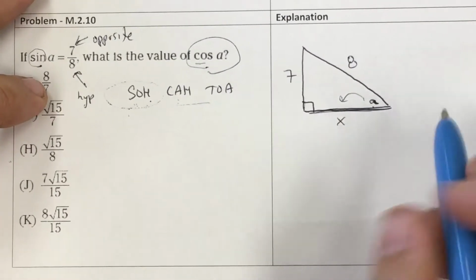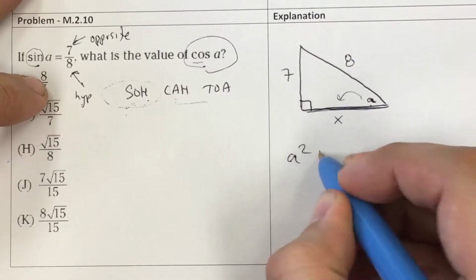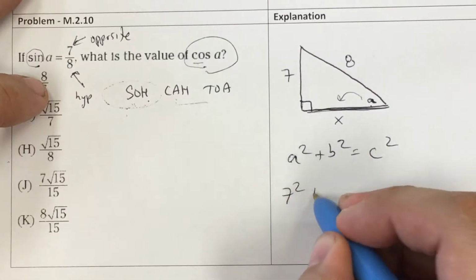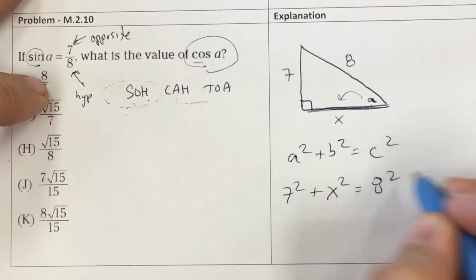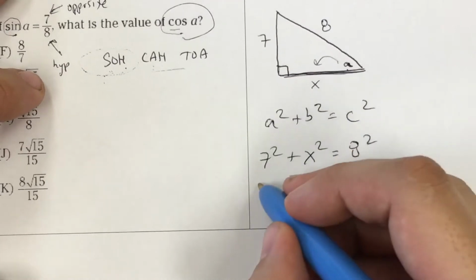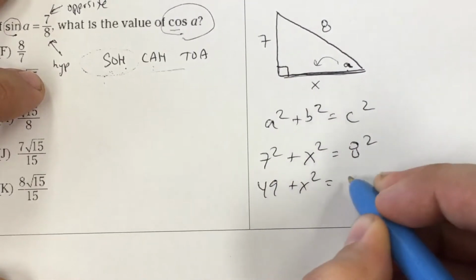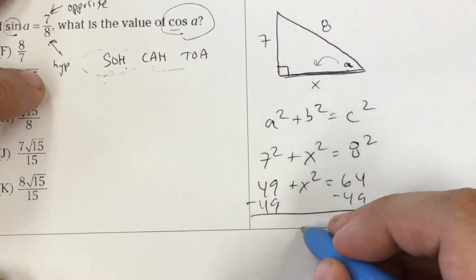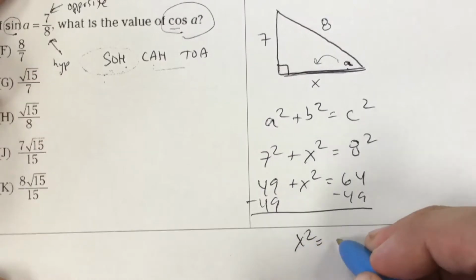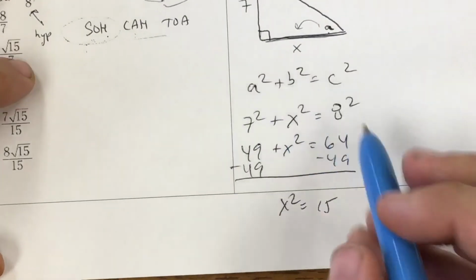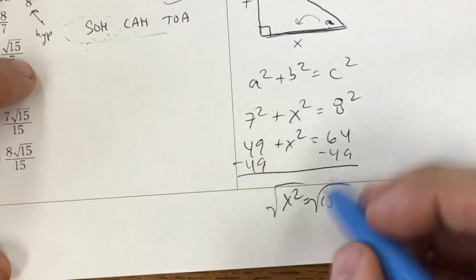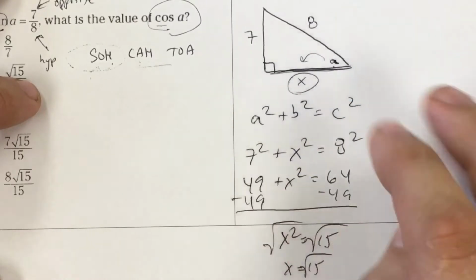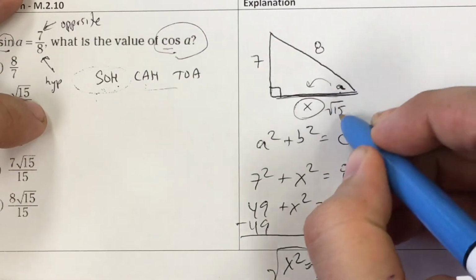this side is. And so I know that from the Pythagorean theorem that a squared plus b squared is equal to c squared. And I know that 7 squared plus x squared is going to equal 8 squared. And if I expand this out, I'm going to get 49 plus x squared is equal to 64. If I subtract 49 from both sides, we end up getting x squared is equal to 15. And in order to find out what x is, I just take the square roots of both sides. And so then we find that x is equal to the square root of 15. And so I can plug that right back into the picture. x is equal to the square root of 15.